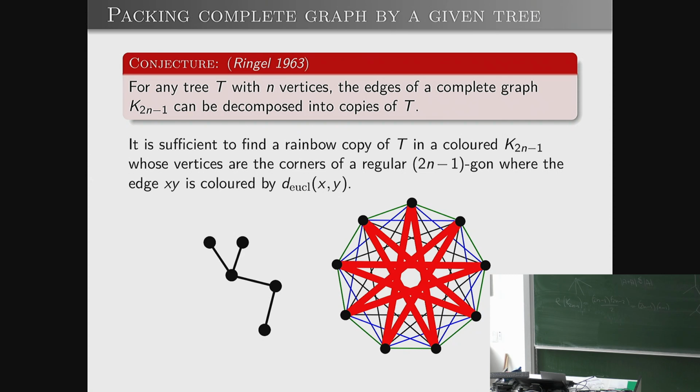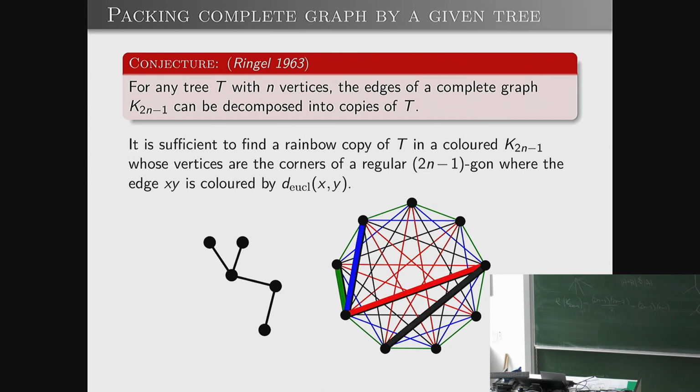Now observe that this coloring is a 2-bounded coloring. It's not proper, but at every vertex, every color appears at most 2 times. And so here is your favorite tree, let's say, with 4 edges, 5 vertices. So imagine I took this coloring of the complete graph, and I find a rainbow copy of this tree in this coloring. Just one copy. Then I claim that I can do tiling.